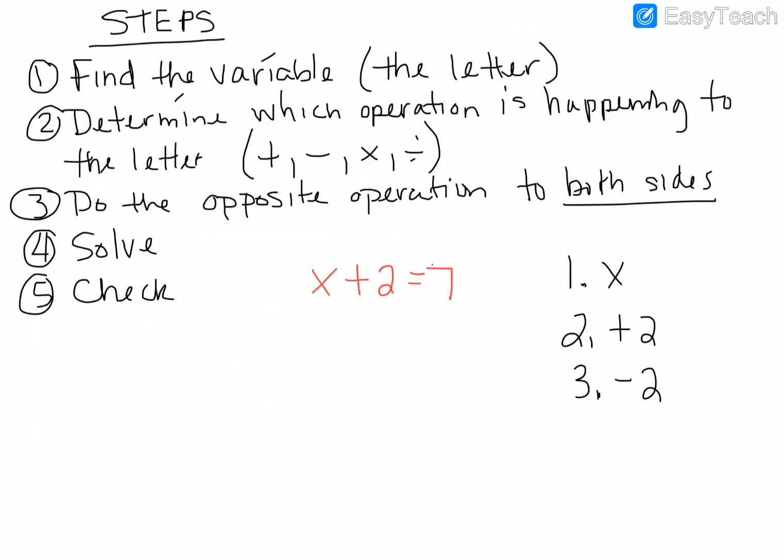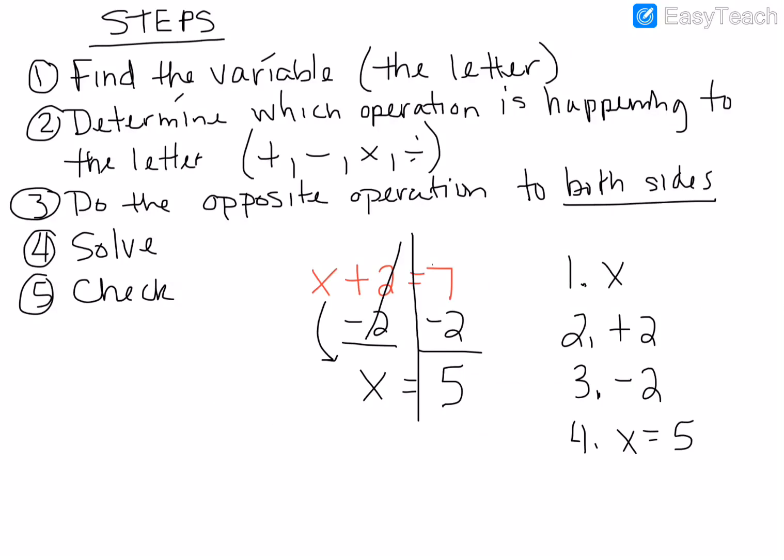So we're going to do that to both sides. So I'm going to separate this equation into 2 equal parts down the equal sign. So I'm going to subtract 2 here and subtract 2 here. And hopefully this starts to look familiar. 2 minus 2 is nothing, so we're just going to bring down this x. 7 minus 2 is 5. So we've solved this equation. We say x must be 5.